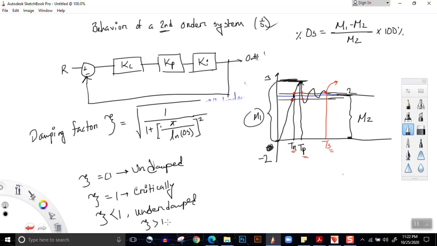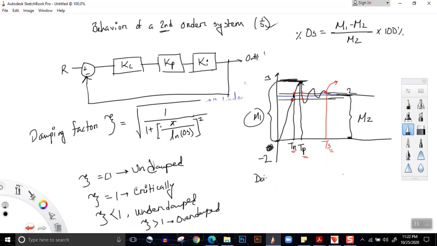Zeta greater than 1, we get overdamped. So based on the value of zeta, we understand whether a system is undamped, underdamped, critically damped, or overdamped. So zeta is very important in that way. There is another phenomenon which we'll need to learn, which is damping frequency.